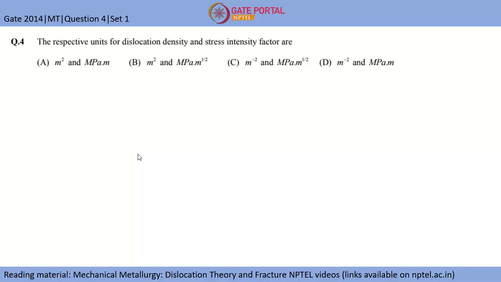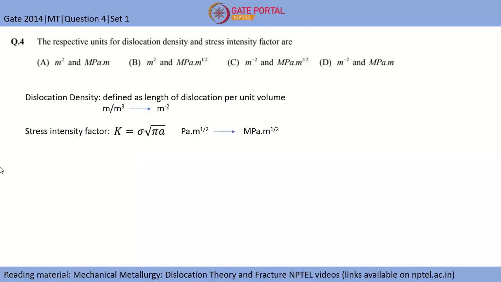So firstly, what is dislocation density? The dislocation density is defined as length of the dislocation per unit volume. So the length is meter, per unit volume is meter cube. So this will be 1 by meter square, which can be written as meter raised to power minus 2. Hence the unit of dislocation density will be meter raised to power minus 2.